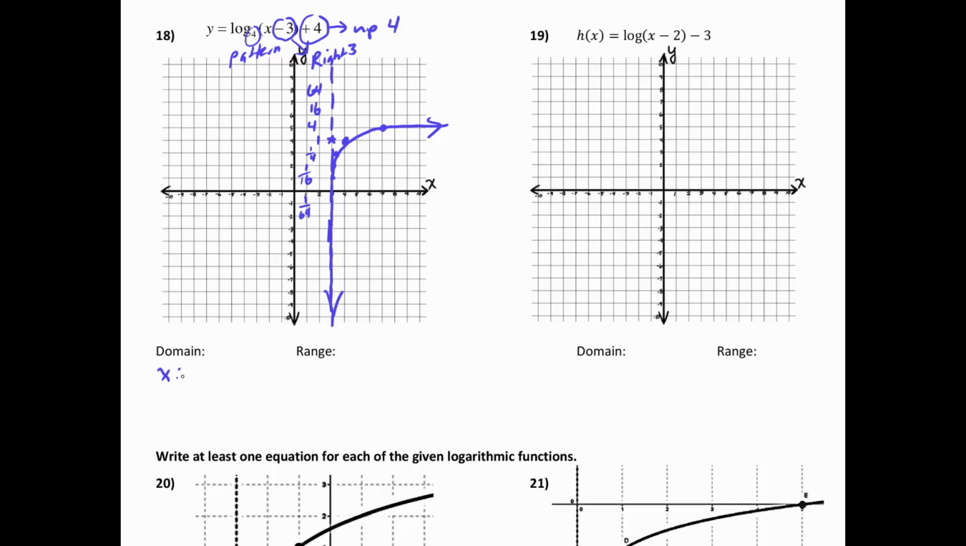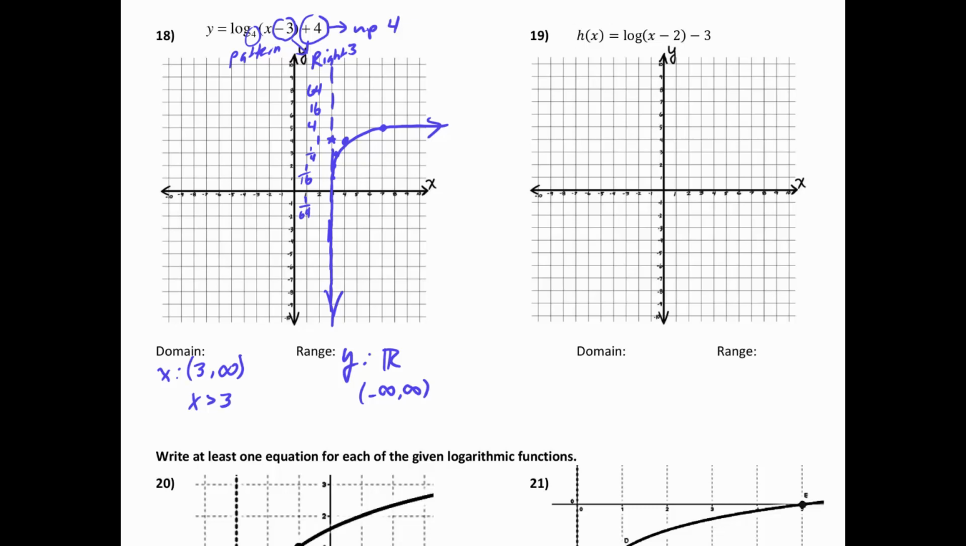So domain and range. The x values, it does not go left and right forever. It's limited by the asymptote. So that would be from 3 to infinity. Parentheses on both of those because you can't touch 3. 3 is the asymptote. You could also say this, x is greater than 3. For the range, the y values, that would be down forever and up forever. Double R. Doesn't matter to me which one of those methods you write your answer in. Both are perfectly fine.